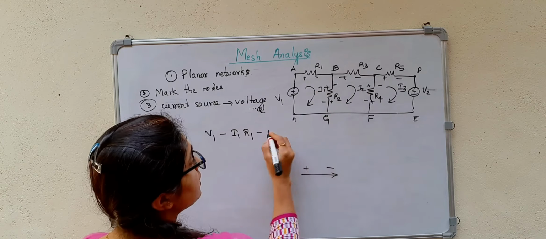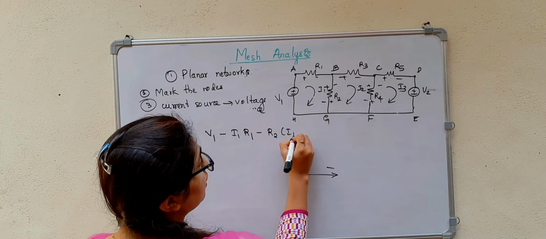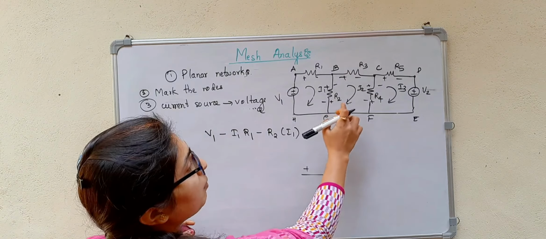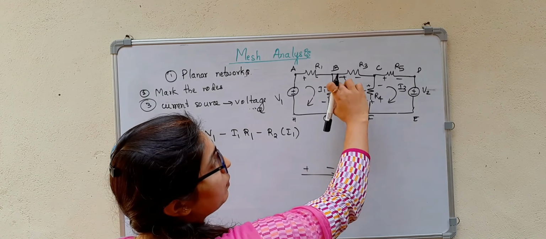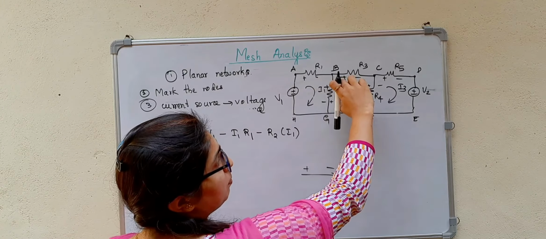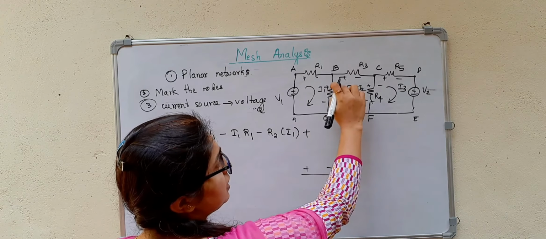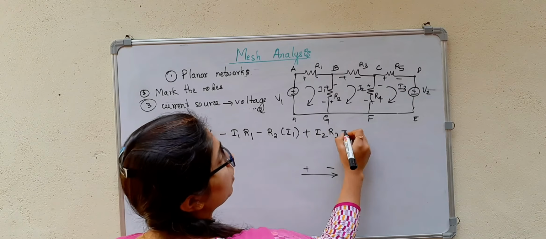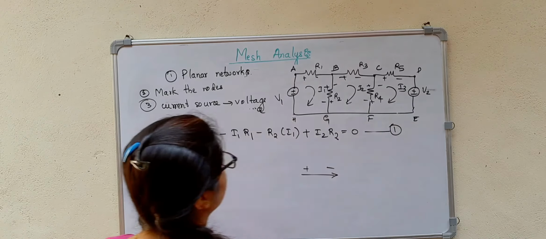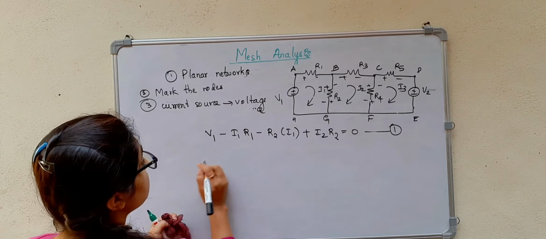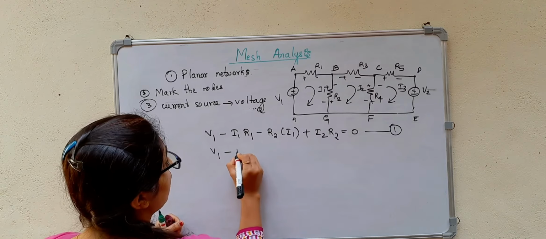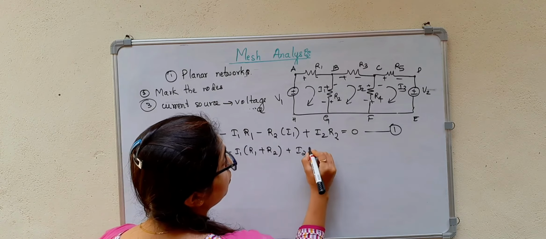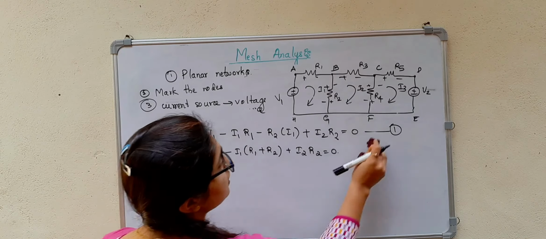When you come through this, it will be R2 into I1. But you have another mesh current through R2, in the opposite direction, so that is I2 R2, and that will be equal to 0. So this is the first one. We can also write this as V1 minus I1 times (R1 plus R2) plus I2 R2, equal to 0. Let us consider this as equation 1.